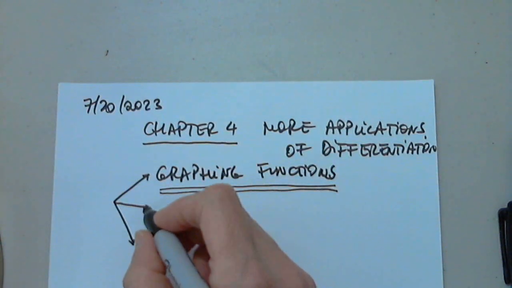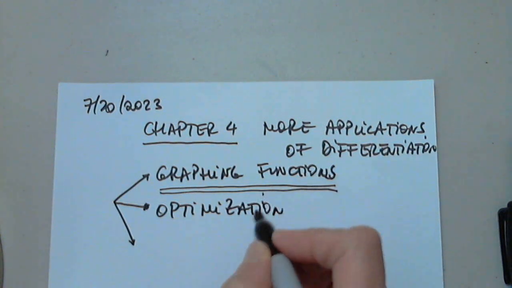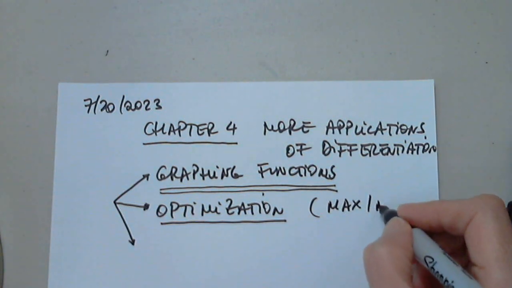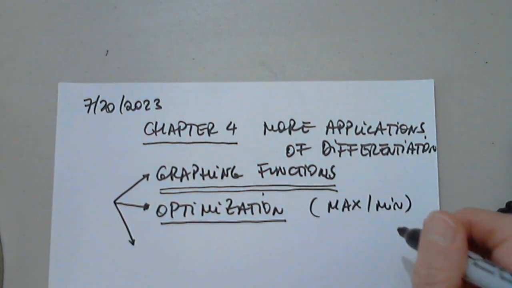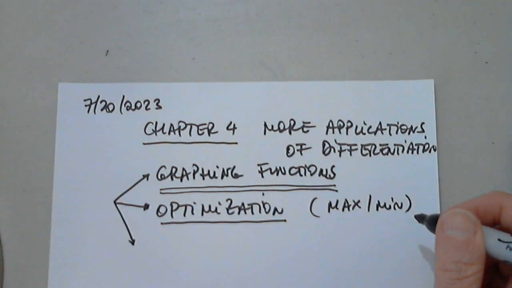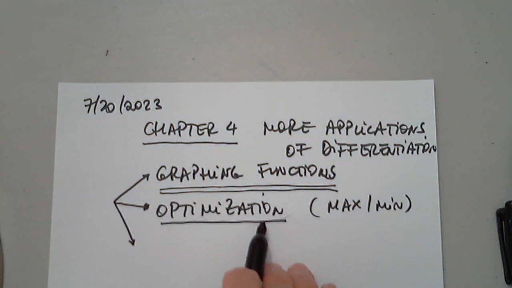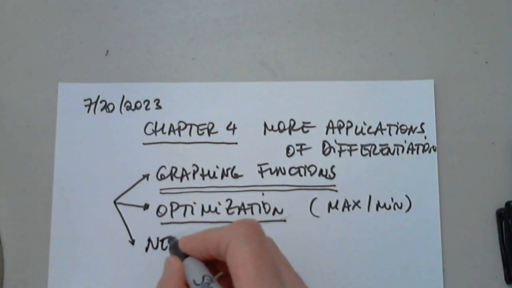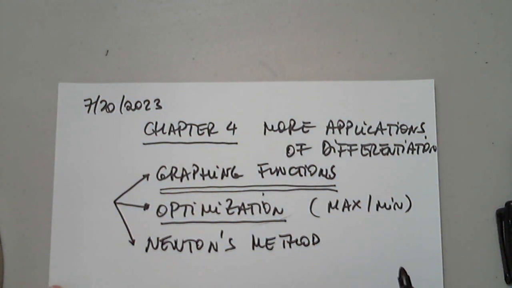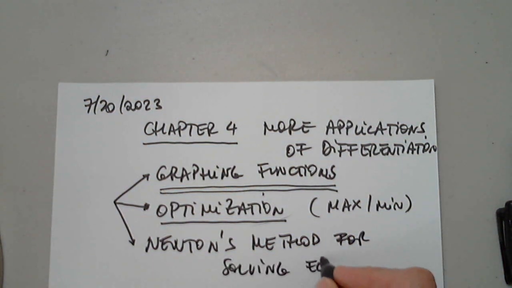It's a major topic. The second major topic is optimization. What is optimization? It's a big branch of mathematics that deals with max-min, maximum and minimum for functions, or maxima, minima, plural, for functions. It's a big chunk of mathematics. And the last one is Newton's method, Newton's method of solving equations.